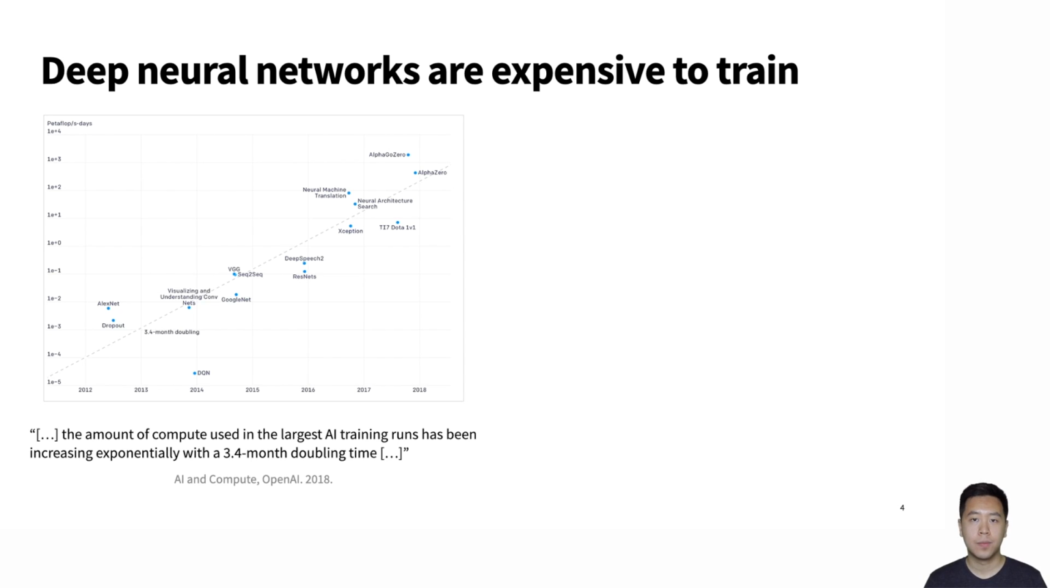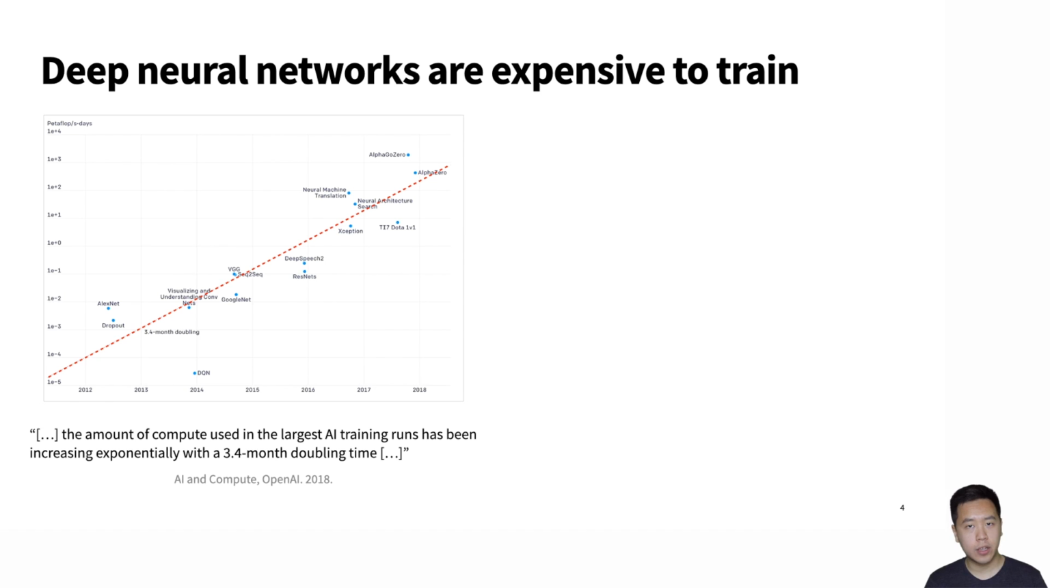On this graph on the left, from OpenAI's AI and Compute blog post, they're plotting the amount of compute it takes to train many of the state-of-the-art neural networks that came out each year. On the x-axis are the years, and the y-axis is the amount of compute on a logarithmic scale. The main takeaway here is that the amount of compute needed to train these models has been increasing at an exponential rate with a 3.4-month doubling time.